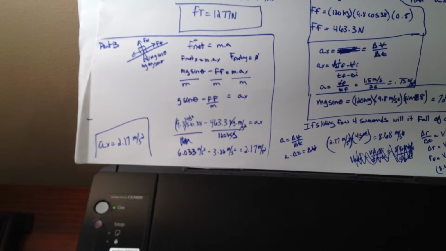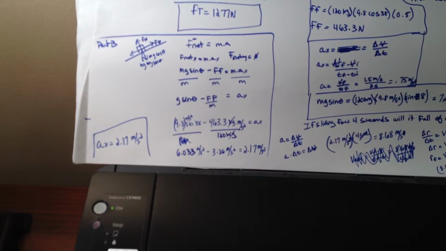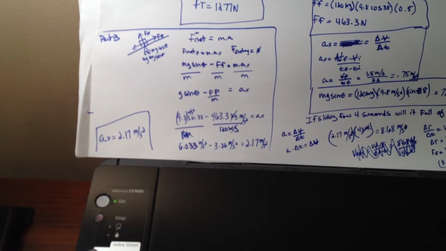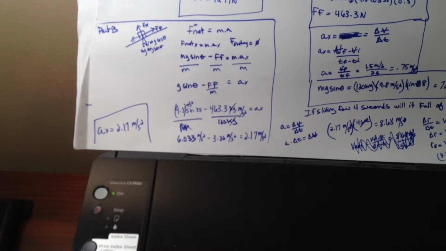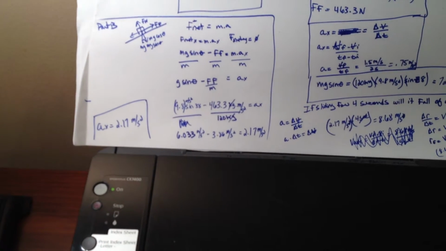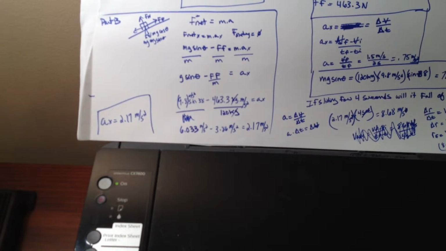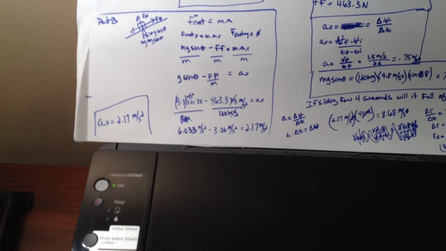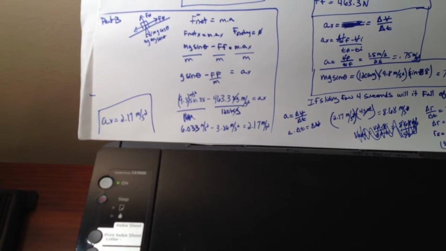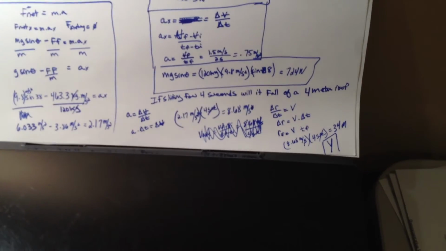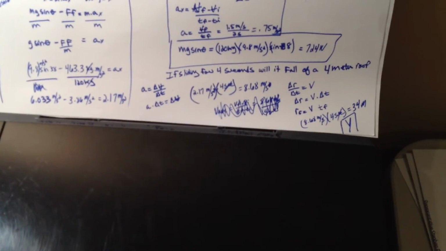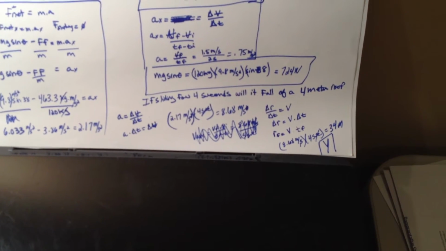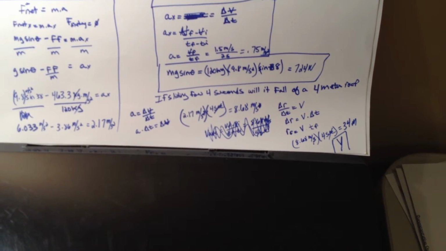We divide out the masses, which leaves g sine theta minus frictional force over mass equal to the acceleration in the x direction. We plug in our numbers and get 2.17 meters per second squared. Then we decided to ask: if it slides down the roof for 4 seconds, will it fall off a 4-meter roof?